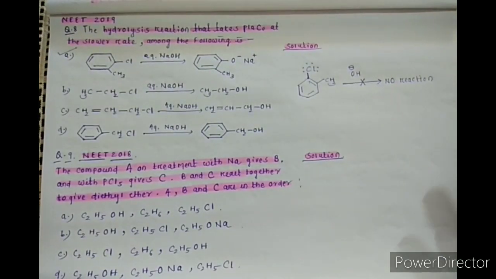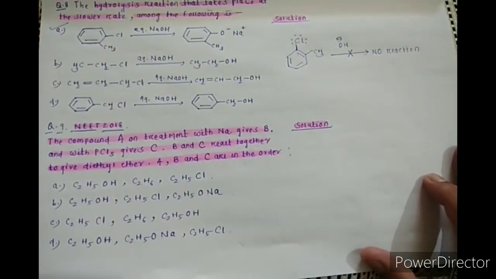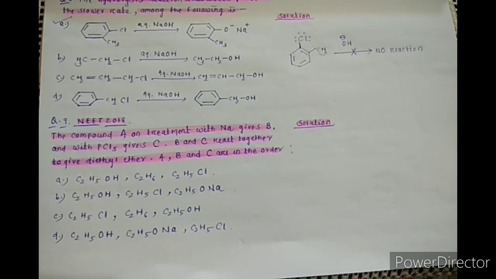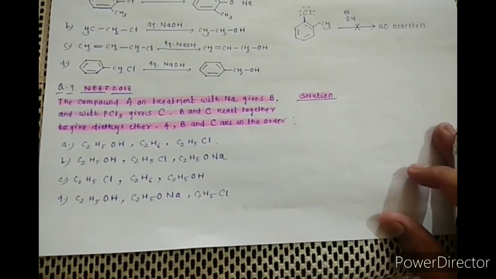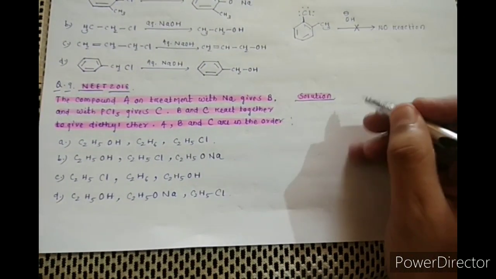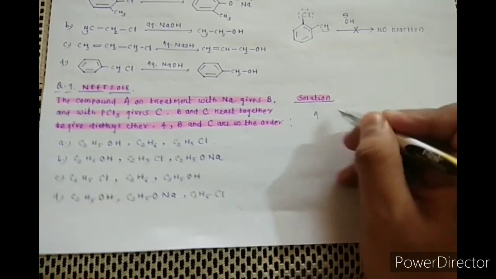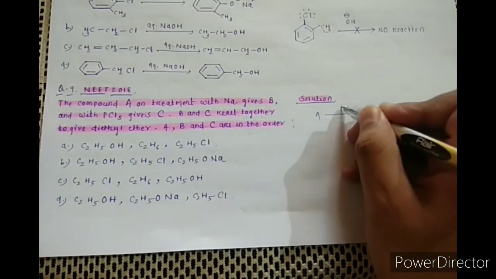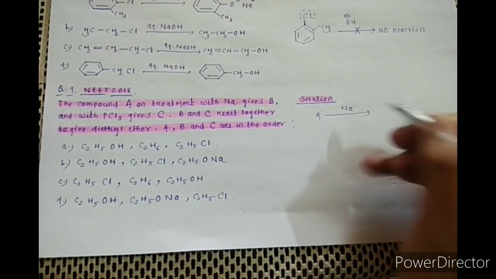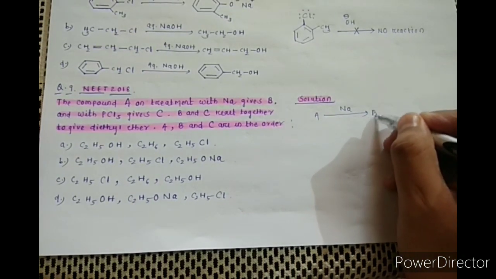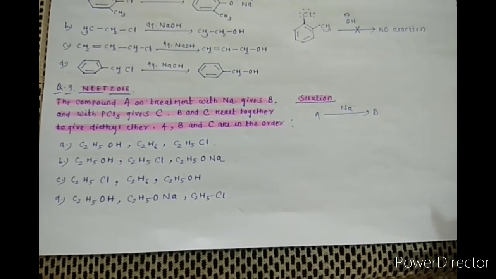Now come to the second question. The compound A on treatment with sodium gives B, and with PCl5 gives C, and B and C react together to give diethyl ether. First of all, write down the data given in the question. The compound A on treatment with sodium gives B.